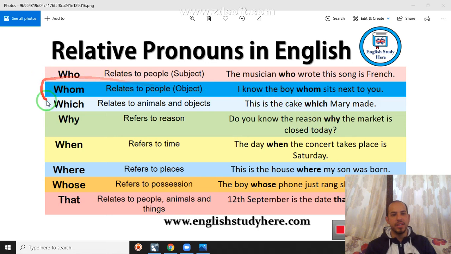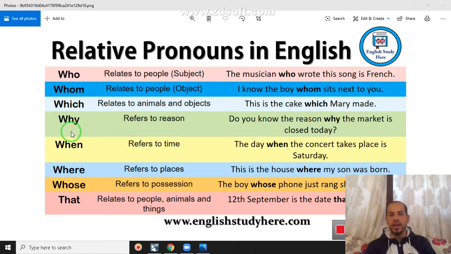Okay, excellent. The next one is which. Which relates to animals and objects. So this is the cake, and the cake is an object because it doesn't have a soul, it doesn't have a mind or a brain, it can't think. So it is an object. So this is the cake which Mary made. We are talking about the cake, and which is describing the cake.